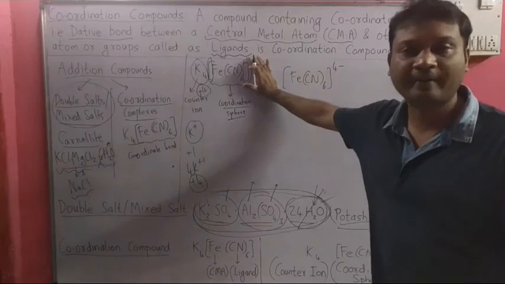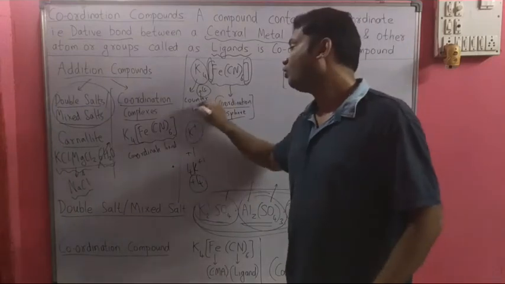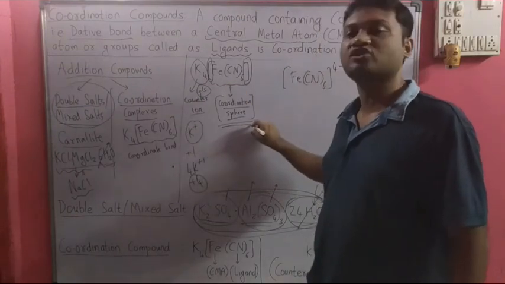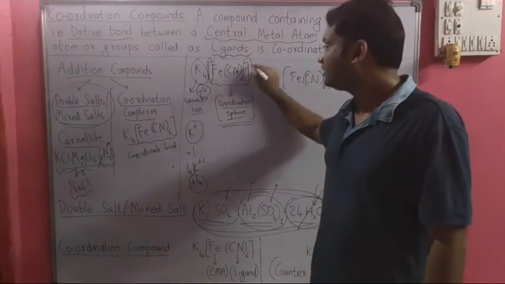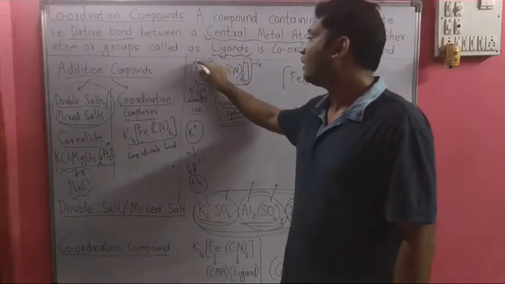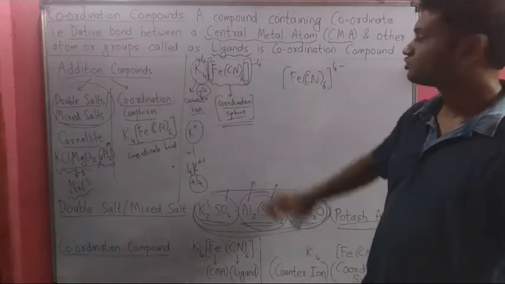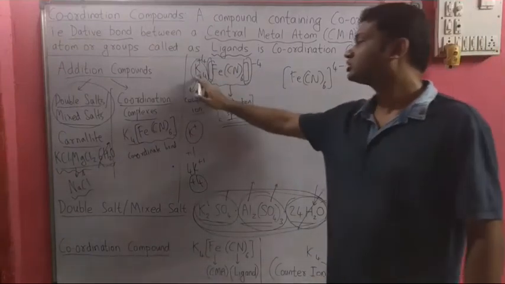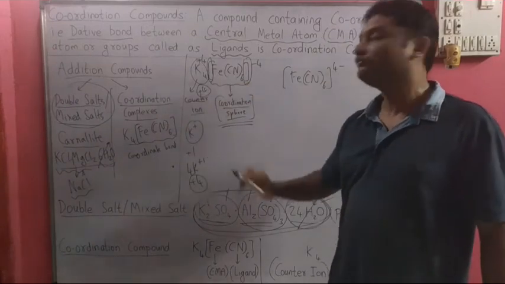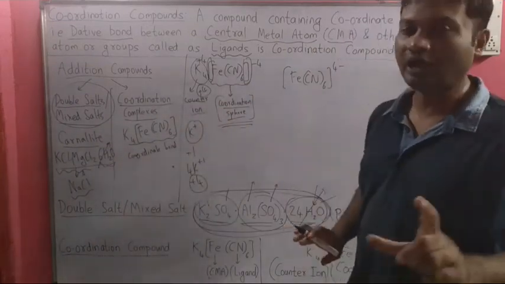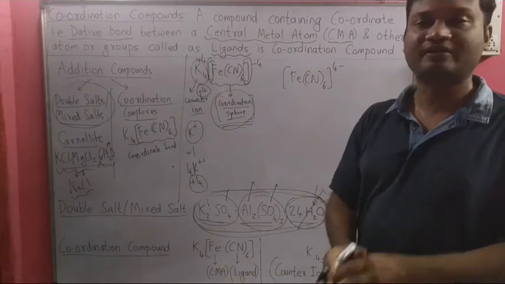First of all, the part inside the square bracket is called coordination sphere, and the extra part is called as counter ion. The part other than the coordination sphere, we will call it counter ion, which balances the charge, because on this we have a charge of -4. On the counter ion we will have a charge of +4 to neutralize the entire compound. So this is a coordination compound. The first part here we call counter ion, and the part inside the square bracket we denote as coordination sphere. Now the part inside this coordination sphere is the coordination complex.